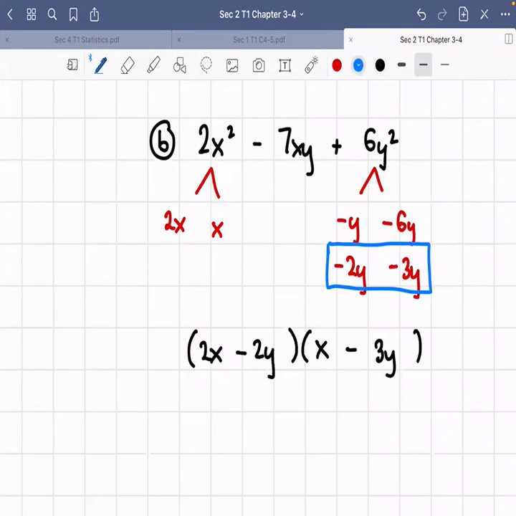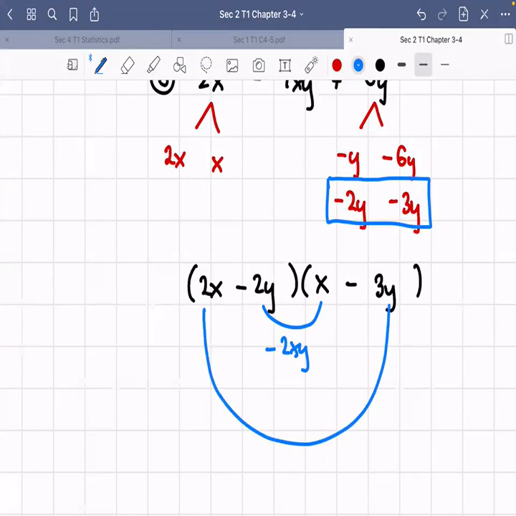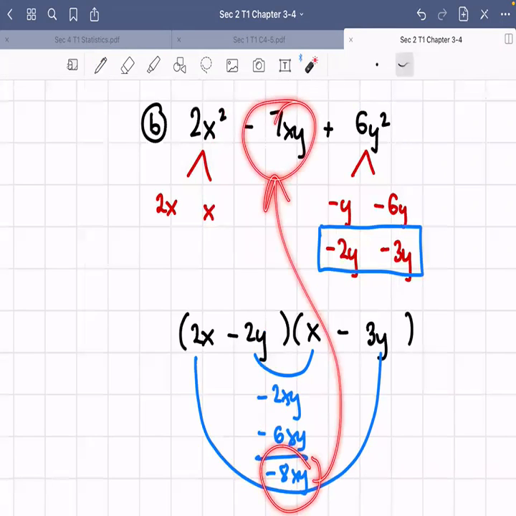So let's guess and check now. Let's multiply the inner and the outer. The inner is equal to negative 2xy, and then the outer is equal to negative 6xy. So this is negative 8xy. Is this the same with this? No, right? So we get the wrong combination.